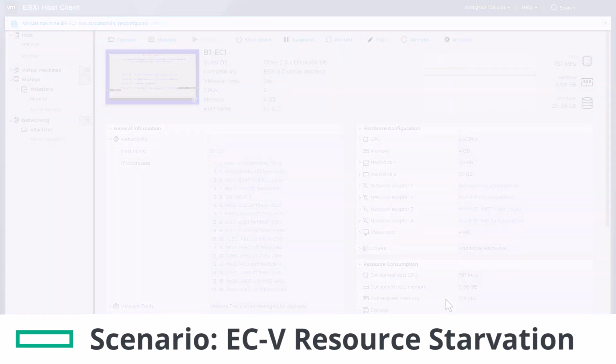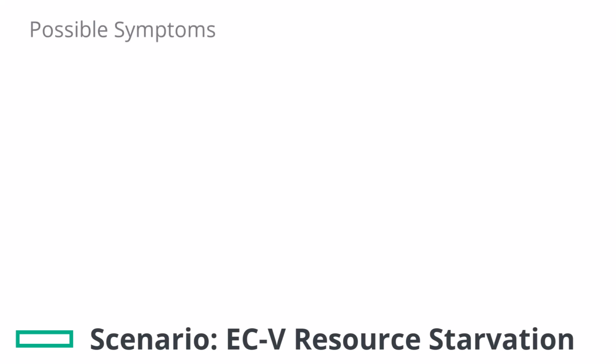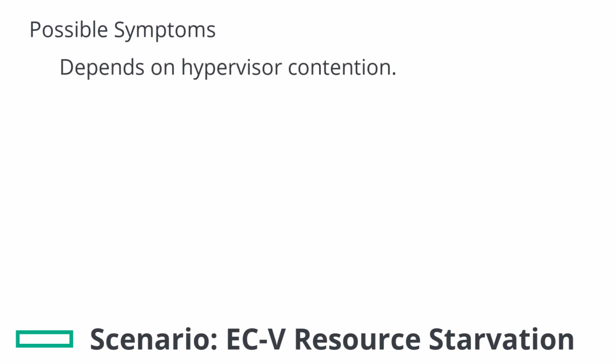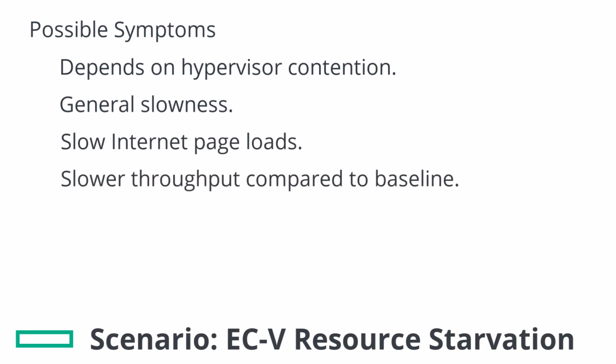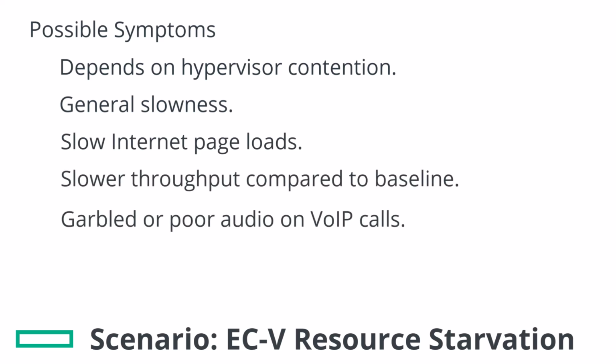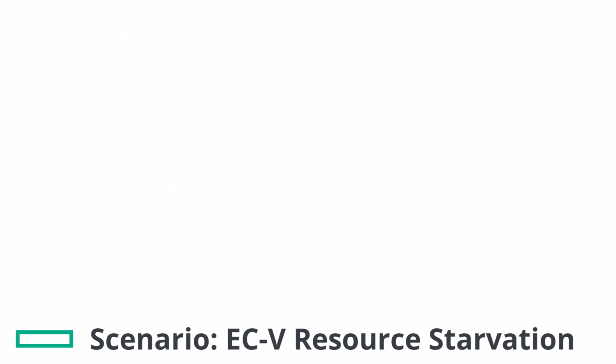But what happens if you don't reserve these resources? Well, this depends, of course, on how severe the hypervisor host resources are being contended for by other VMs. But all users whose traffic is being handled by the affected ECV might report symptoms such as general slowness, slower web page loads, slower throughput on file transfers, possibly even garbled audio quality on voice calls.